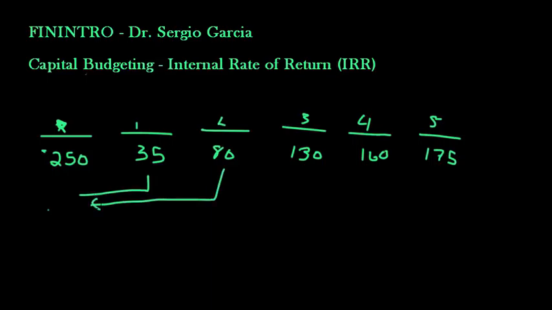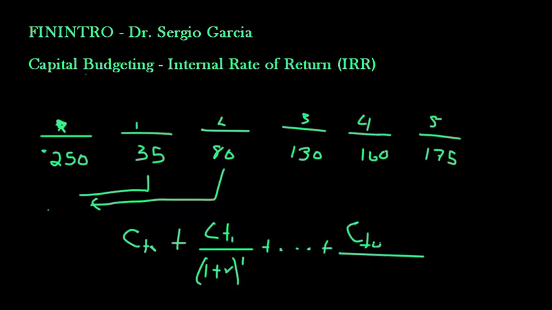All of that's still going to happen, except that when we do that, the equation looks the same, right? Cash flow 0 plus cash flow 1 over 1 plus r to the 1, plus all of the future cash flows to the last one, cash flow N, over 1 plus r to the n. And then at r equals some percentage, we can calculate NPV.